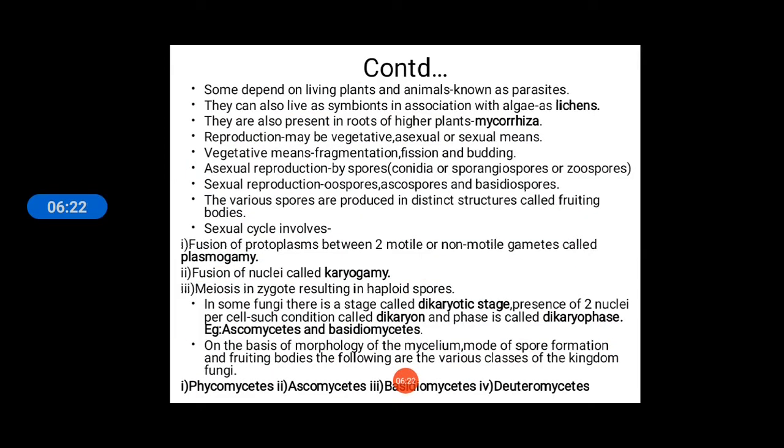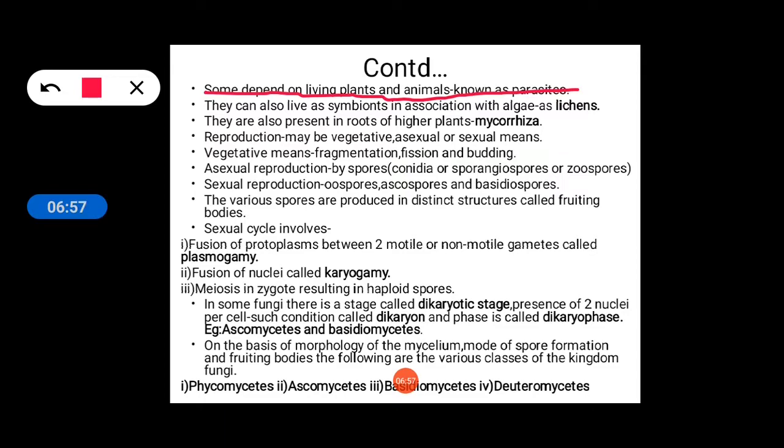The next slide is: some depend on living plants and animals, known as parasites. So, what does the word some indicate here? Some means some fungi depend on living plants and animals. That type of fungi which live on or survive on other living plants and animals are known as parasites.